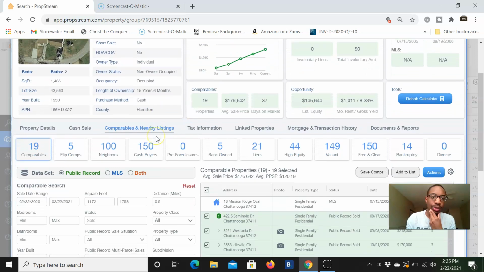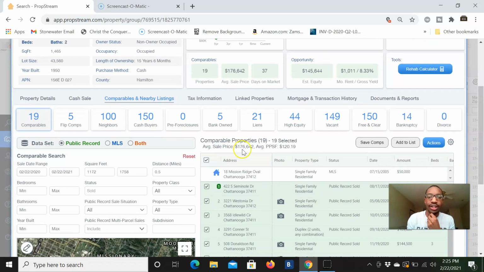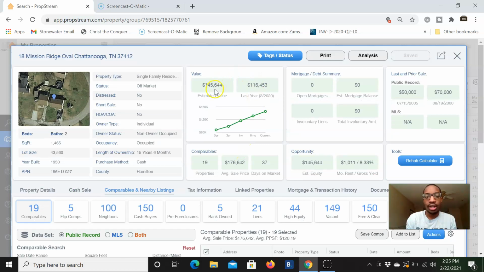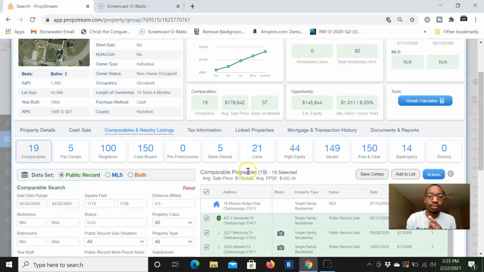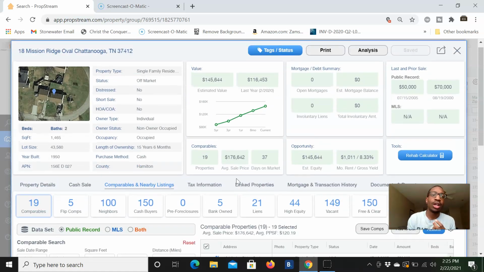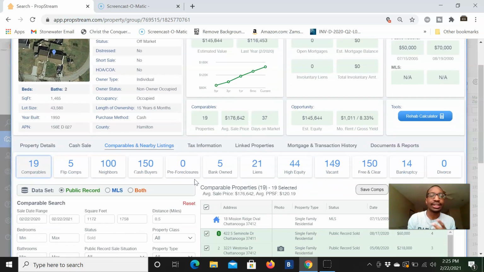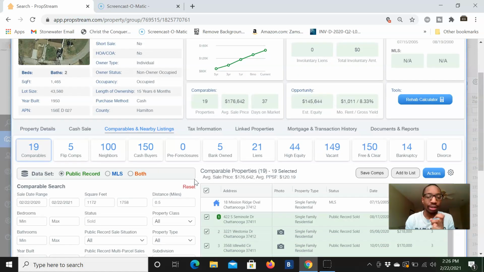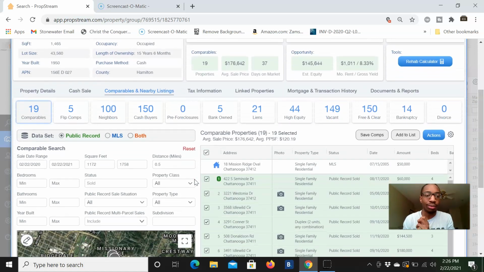Let's just go down to comparables and nearby listings. Right here, you already see the average sale price is 176. That's already more than 30 grand more than the estimated value, so this would be closer to your number. So remember, you all, go to your properties on Propstream and click right here where it says comparables and nearby listings. This is how you find a more accurate version of the market value after repair values.